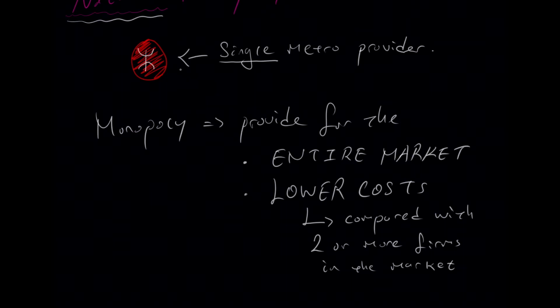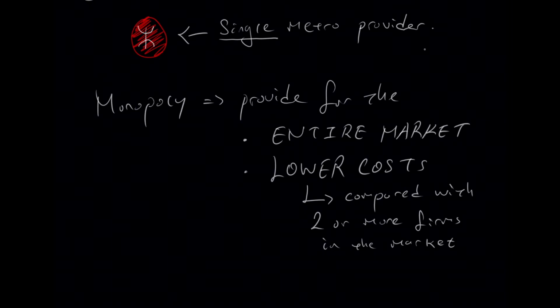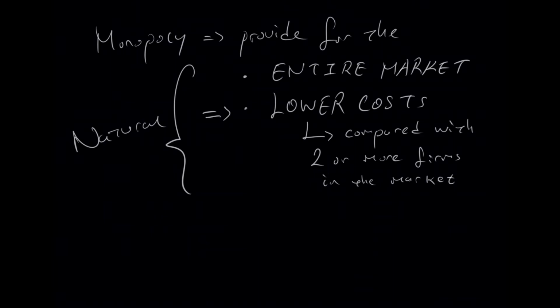when we compare Hong Kong metro prices, they're much cheaper than those of Japan, of Tokyo, for example. In Tokyo, when you switch lines and switch to another metro provider, you have to pay another fee to go on the other line. In Hong Kong, you can just pay with the Octopus and go from Tung Chung to Mong Kok to Central. It's all under one single metro provider because it has lower costs and it can provide for the entire market, as we see. So that's the definition of a natural monopoly. Essentially, it's natural because it can provide for the entire market and at lower costs compared to two or more firms in the market.